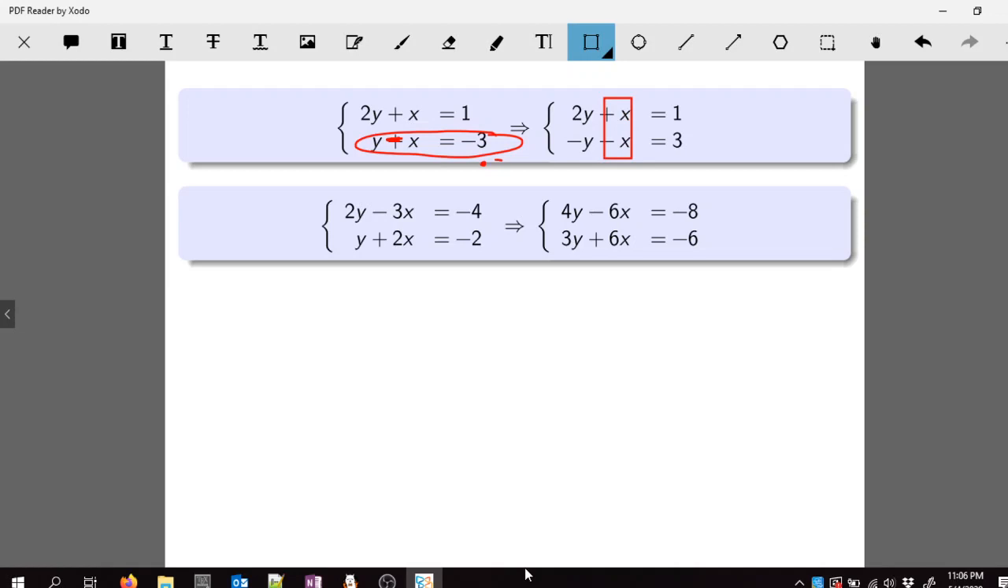In this next one, 2y minus 3x equals negative 4, y plus 2x equals negative 2. It's a little bit trickier, but I can take 3 and multiply it by 2 to get 6, and 2 and multiply it by 3 to get 6. And since their signs are opposite, x will again eliminate. Notice how I took these two coefficients and I multiplied them by each other.